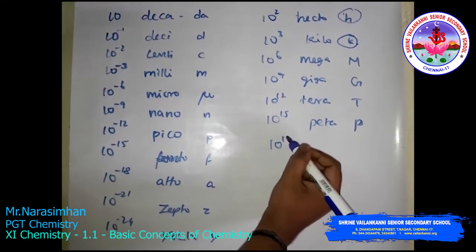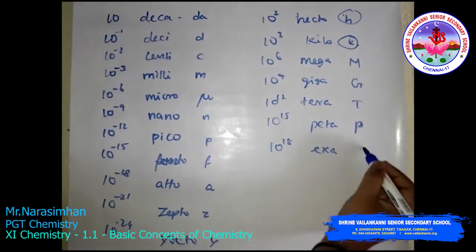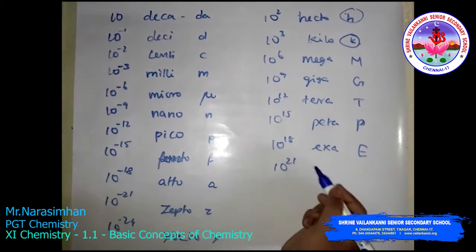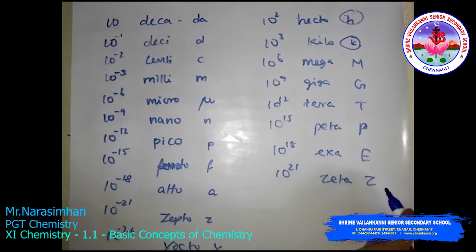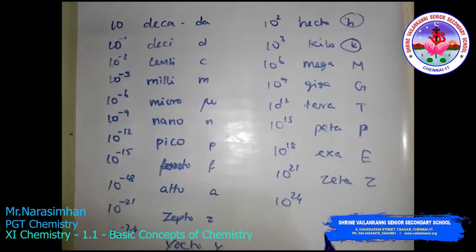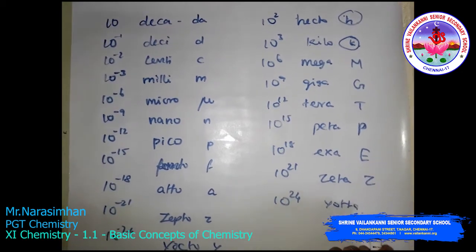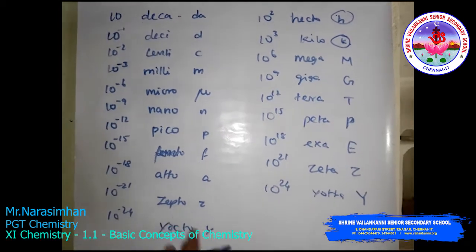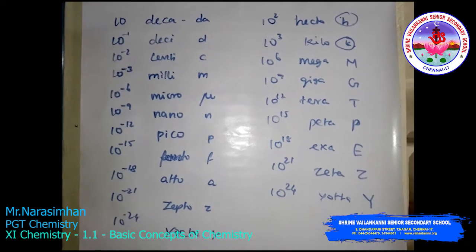Then 10 power 18 is exa, capital E. Then 10 power 21 is zetta, symbol Z. Then 10 power 24 is yotta, capital Y. So these are the prefixes used in the SI system. Next is mass and weight.